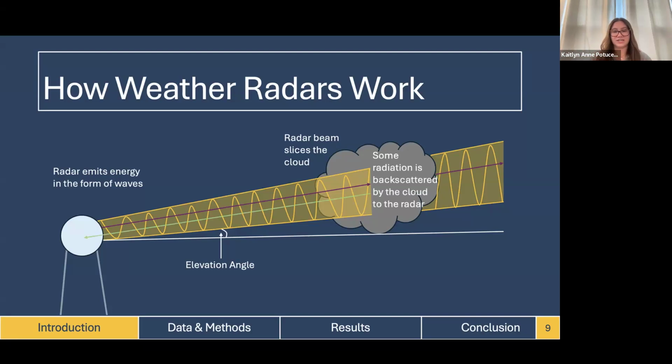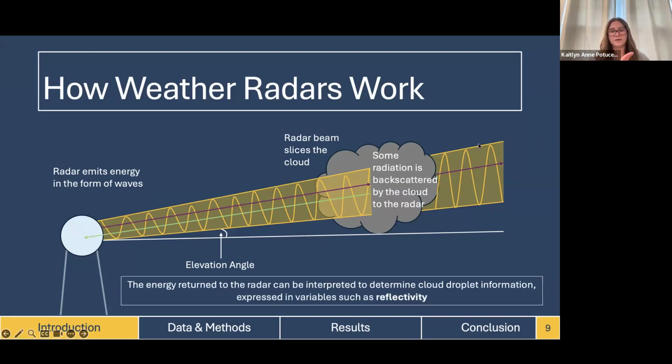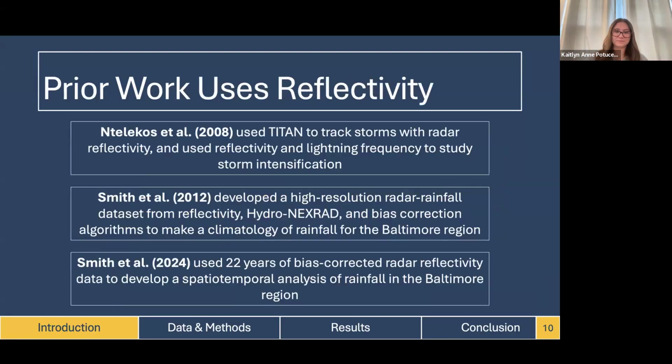When the radiation hits some of these droplets and clouds, some of the radiation gets sent back to the radar. Some of it gets scattered out into the surrounding environment, and some of it can move forward through the radar as well. Using the energy returned to the radar, we can determine cloud droplet information to create radar variables such as reflectivity, which is essentially a measure of how much energy is returned to the radar.